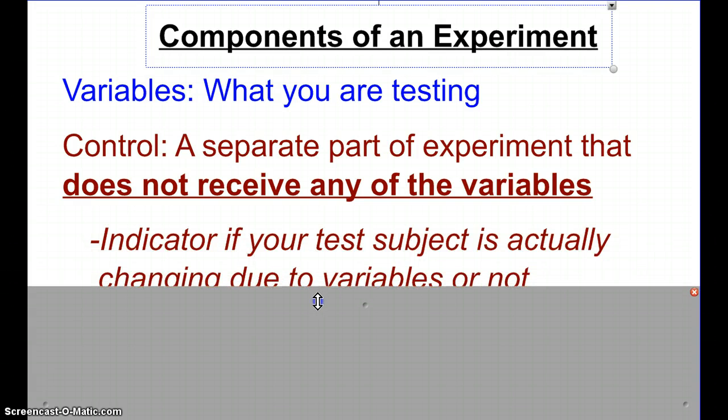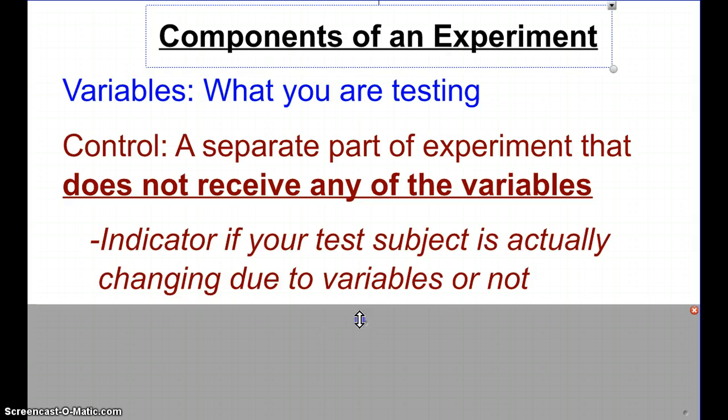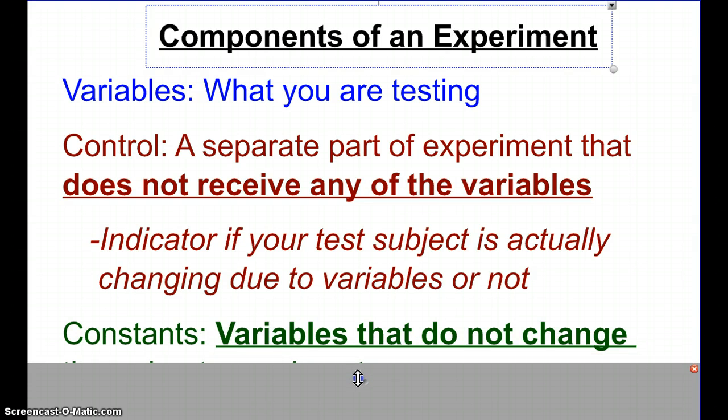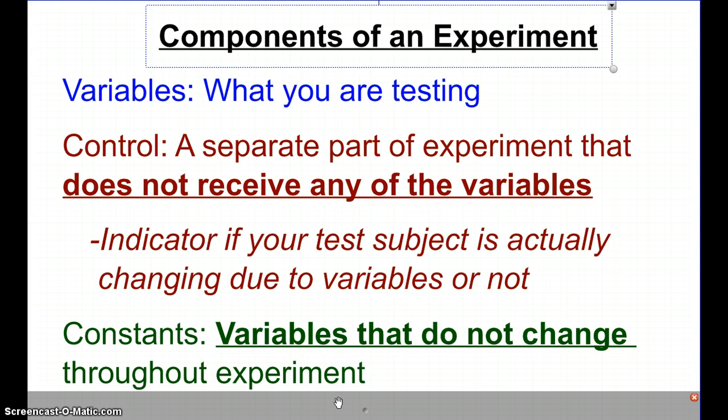There's an indicator if your test subject is actually changing due to variables or not. And finally, there's the constants, the variables that do not change throughout the experiment. It remains constant, nothing changes.